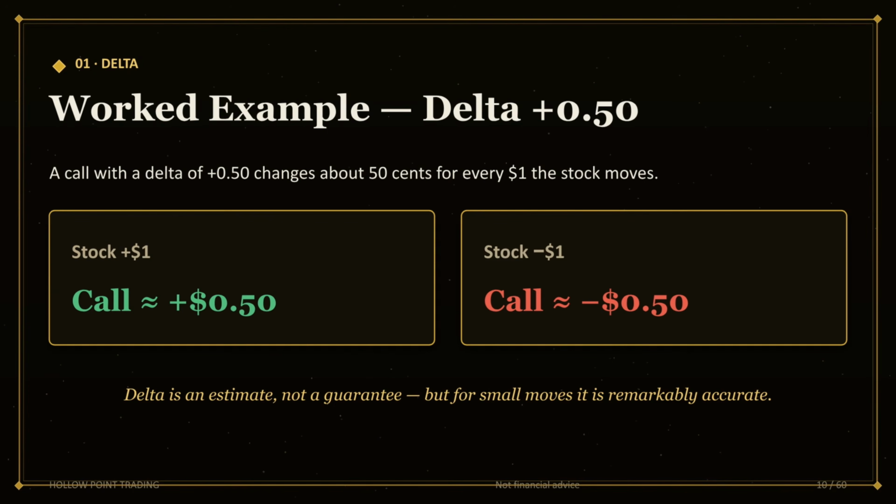Here is a worked example. With a delta of positive 0.50, a $1 rise in the stock price typically increases the call price by 50 cents. Conversely, a $1 drop results in a 50-cent loss.